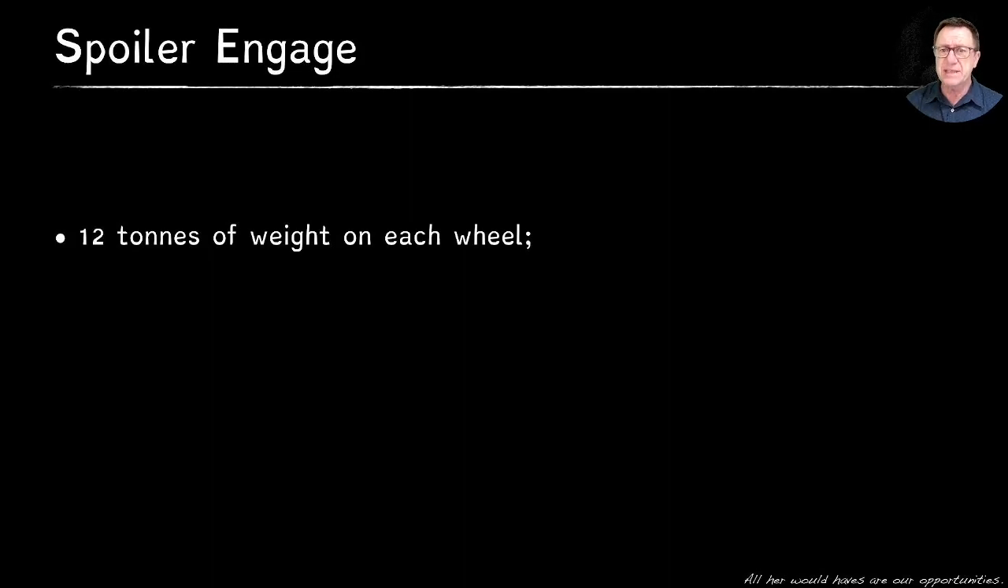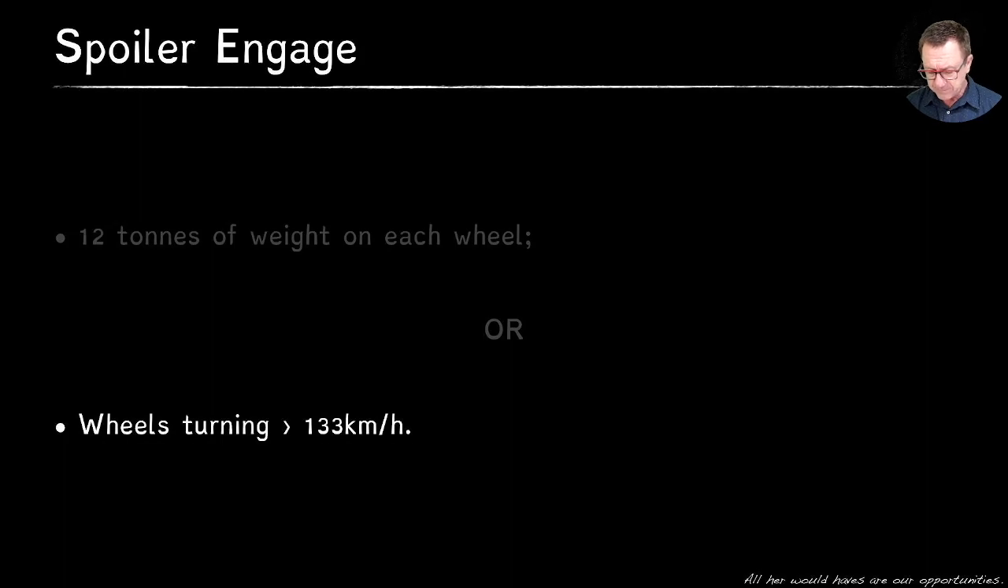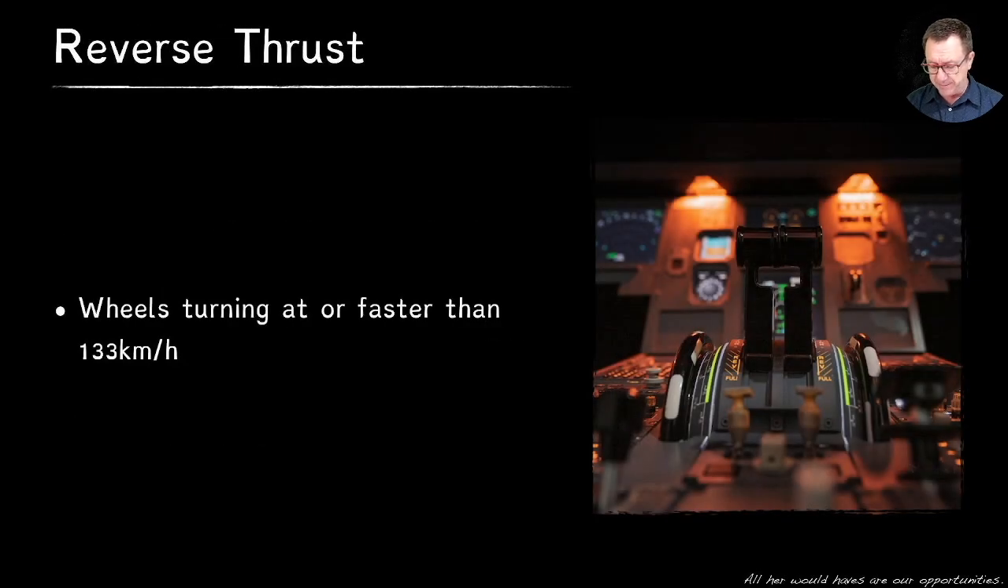Okay, the problems being that when the plane lands, there's certain things that need to occur. There needs to be, in this case, 12 tons of weight on each wheel. Okay. So, it's come into land, that's the first thing. Or, the wheels needed to be turning at more than 133 kilometers an hour. So we've got 12 tons on each of the wheels, and then we have wheels turning at 133 kilometers per hour. Okay? That's the speed. And when that occurs, we can engage reverse thrust.